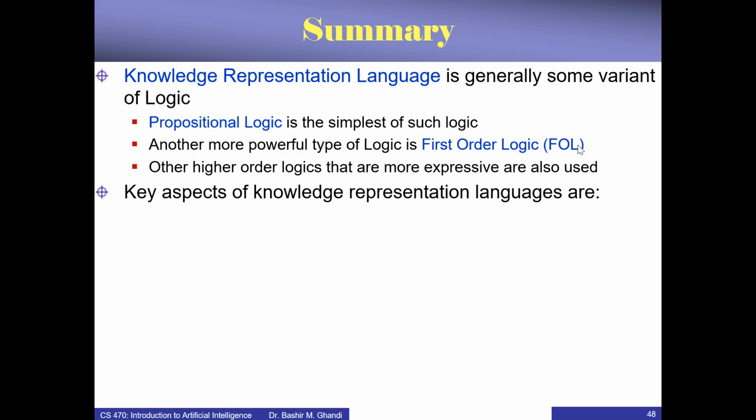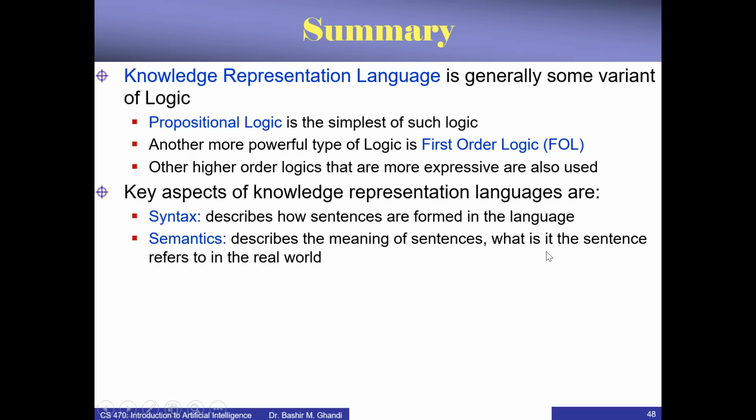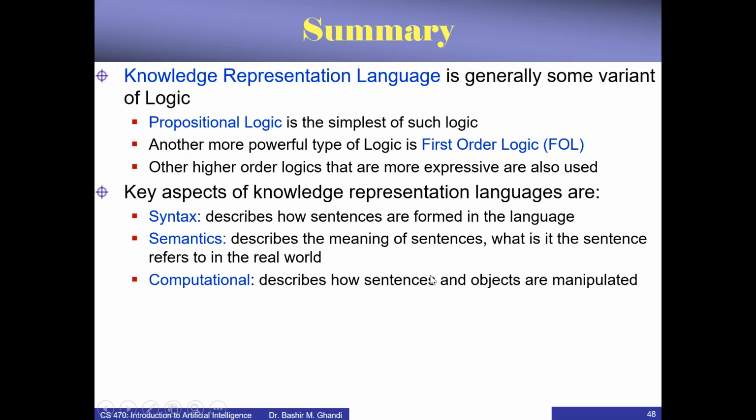Okay. The key aspect of knowledge representation that you should all remember is that it involves syntax. Syntax basically describes how sentences are formed in the language. It involves semantics, describing the meaning of sentences. That is, what the sentence refers to in the real world. Okay. And finally, it involves some computational aspects that allow you to describe how sentences and objects are manipulated.